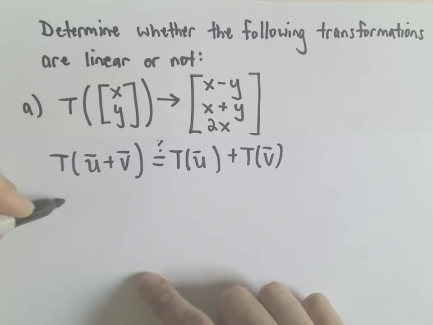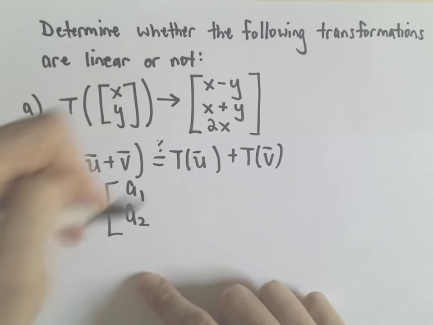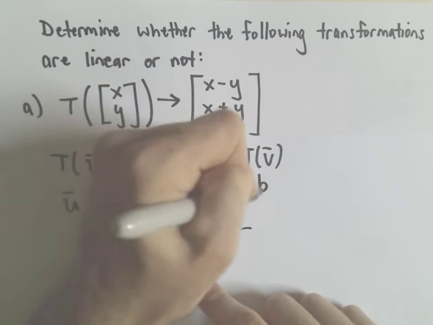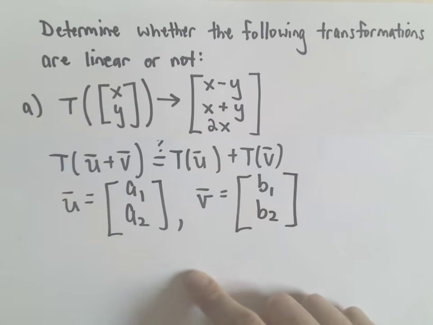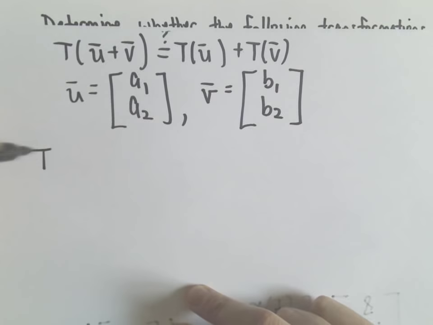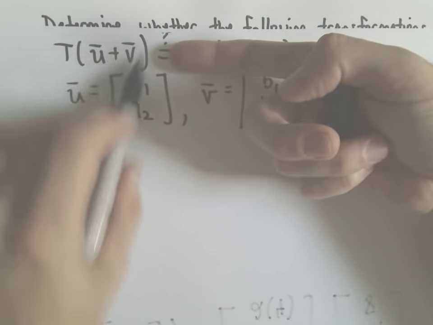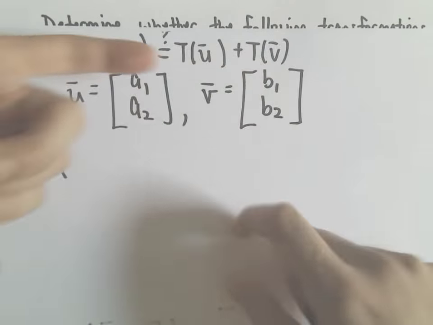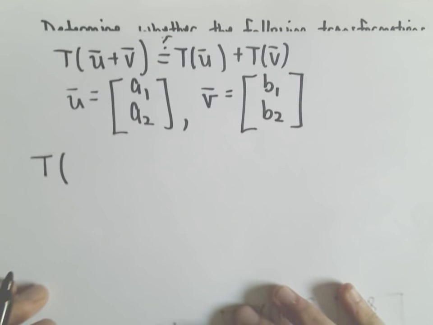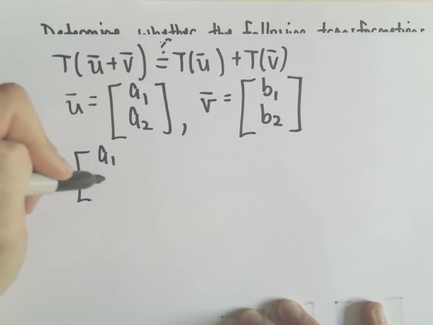The way I'm going to do this is I'm just going to pick some vectors. I'm going to let vector U have components A1, A2. We'll let vector V have components B1 and B2. And now I'm just going to start applying things individually. If we take T of U plus V, I'm going to find an expression for this left side. Then I'm going to come back, figure out an expression for the right side, and we'll just compare them, see whether or not they're equal. So vector U, that's A1 and A2.